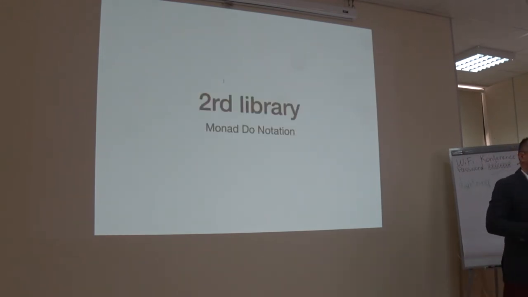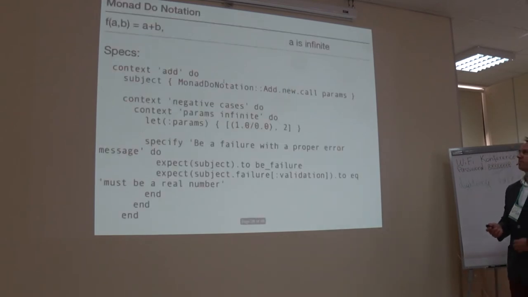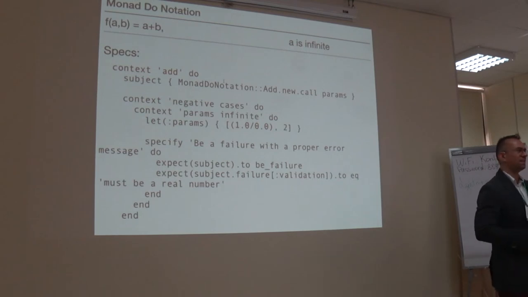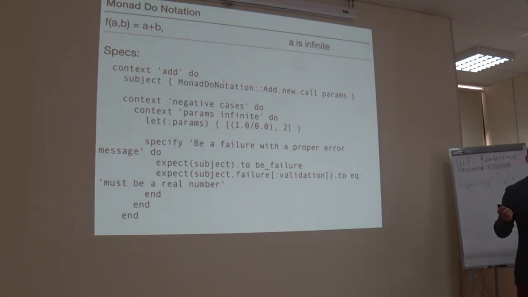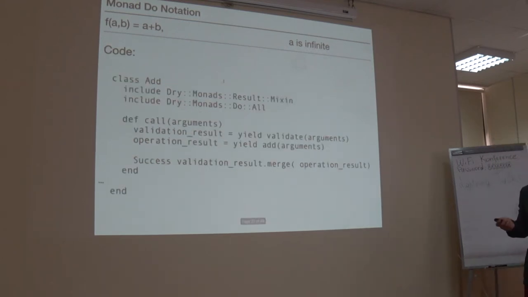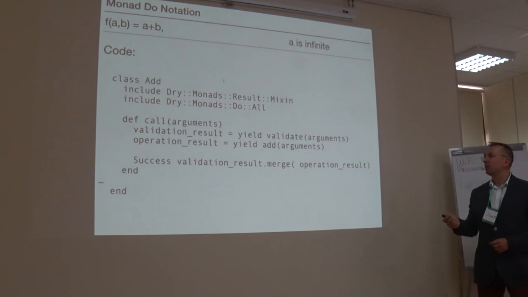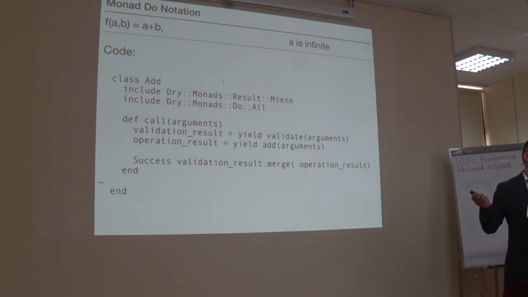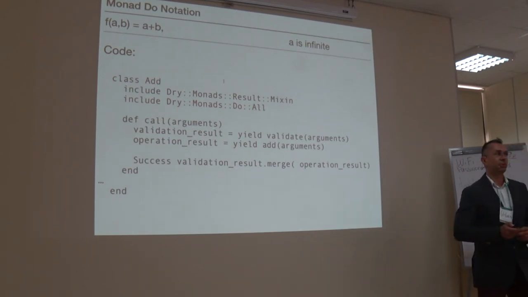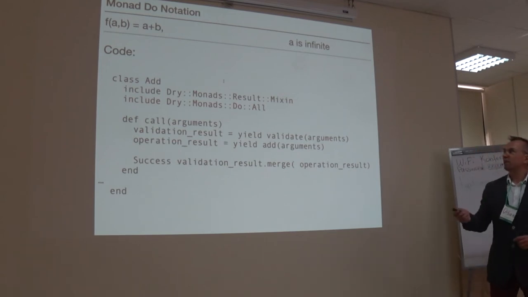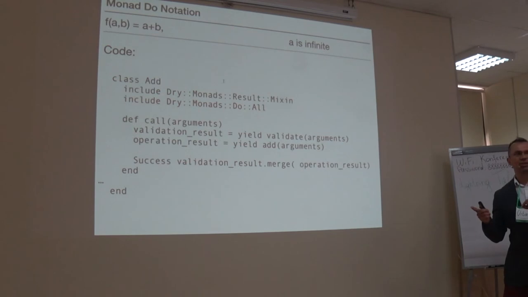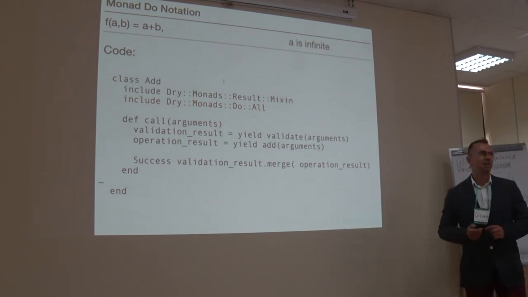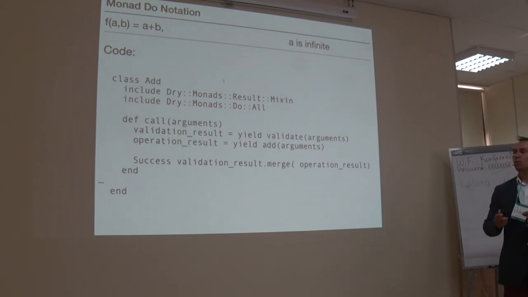The second library, I'm going to show the linear function's monad do notation. So here is the code for the negative test. I changed the subject to the monad do notation. We inject the infinite number and we expect an error message. In the monad do notation, we include all these mixins into our class. We have a call method. The call method calls the validate function. And the validate method returns a result monad. That result monad is yielded back to the dry monad do mixin. That mixin checks the value of the result monad. If it's success, then it calls the next Ruby call, which is the yield add. Otherwise, it stops the execution.